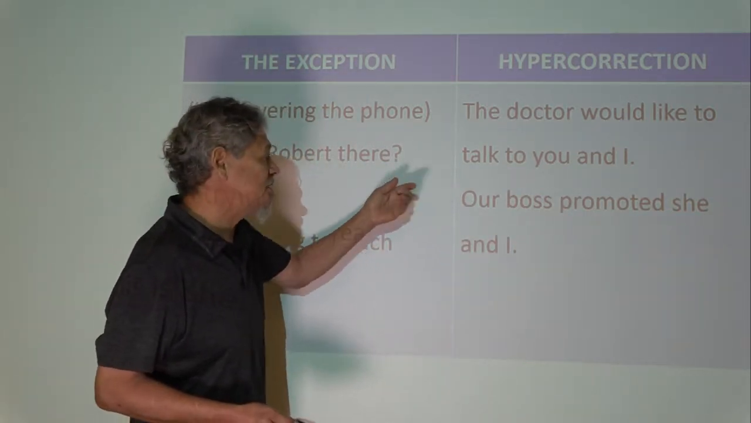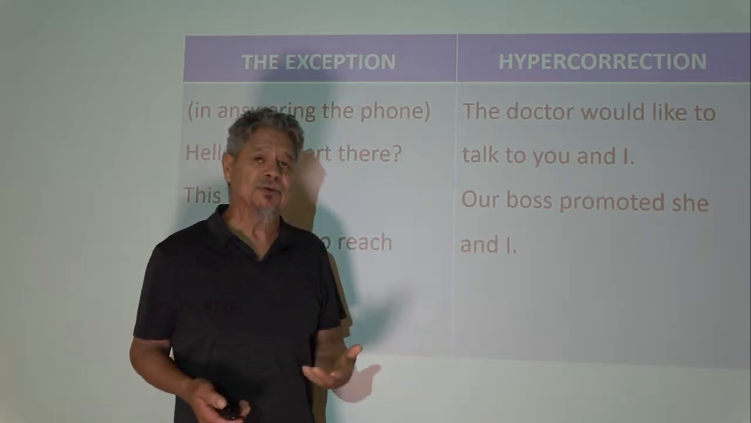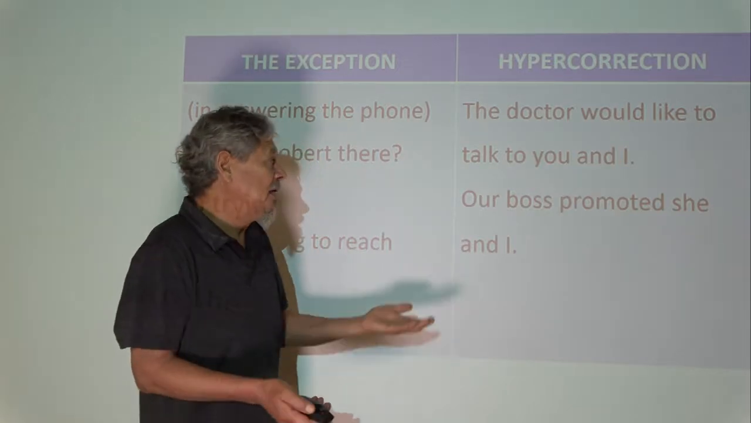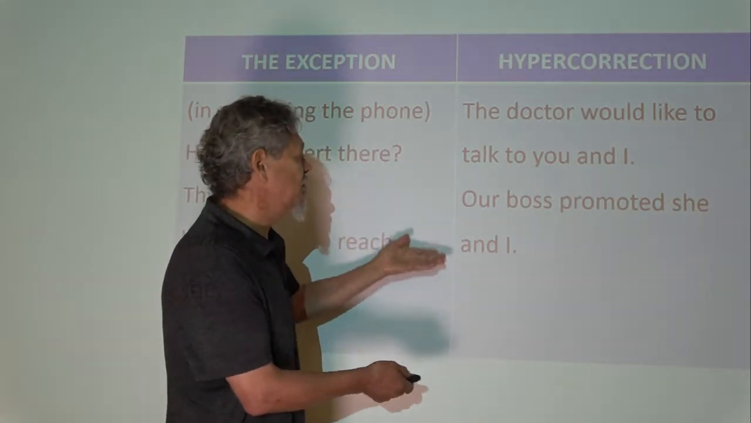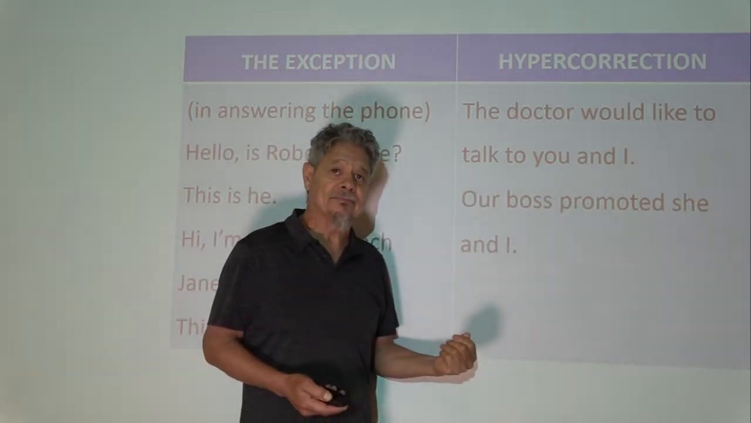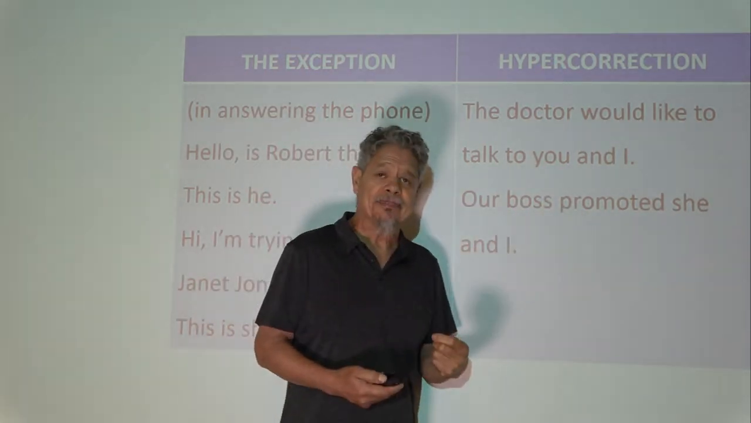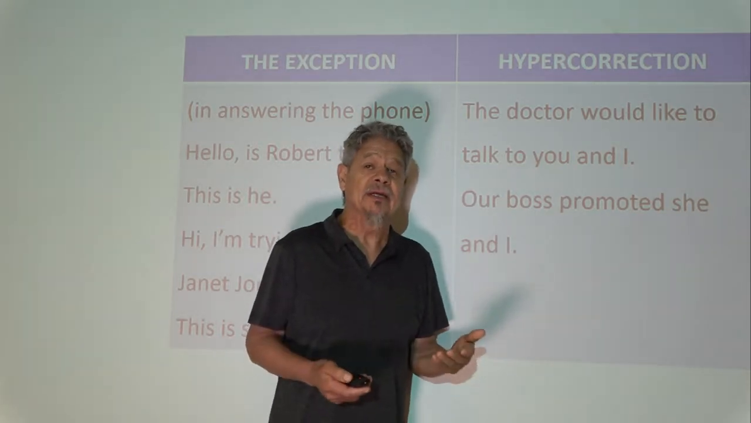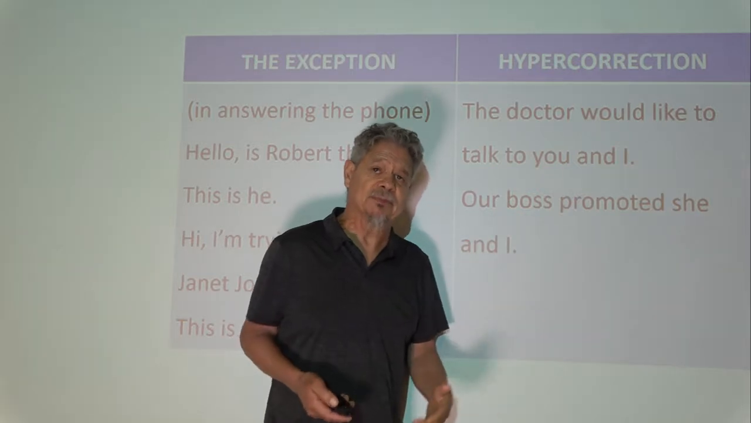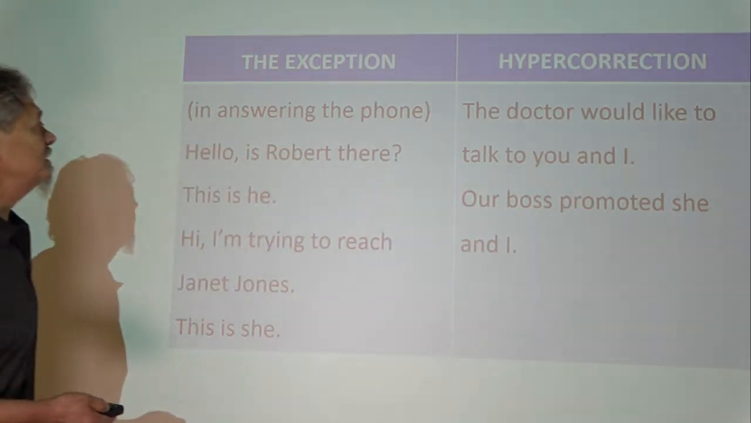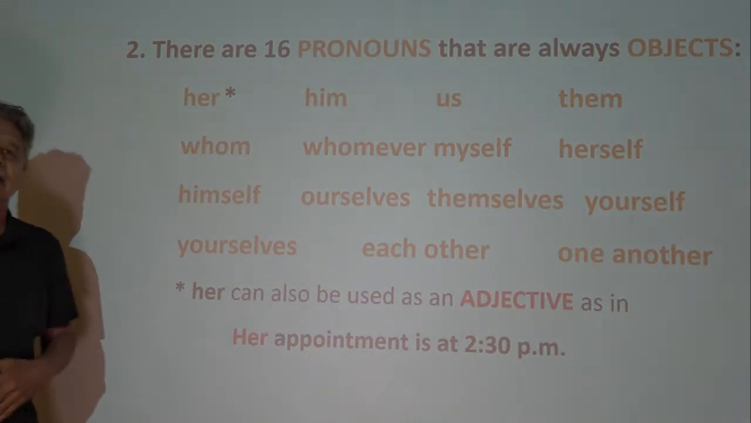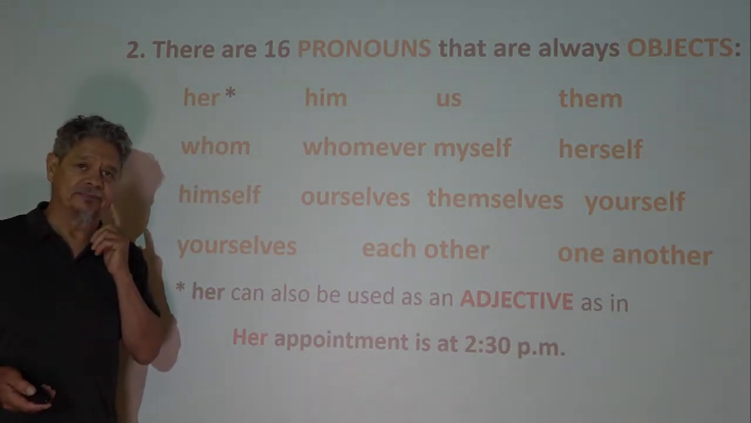Our boss promoted she and I is also an example of hypercorrection. The correct form would be to say, our boss promoted her and me. He promoted her and me. And there's nothing wrong with using her and me. This is the appropriate place after the verb to use object pronouns. Very good. So now I'd like to show you the 16 pronouns that are always objects.